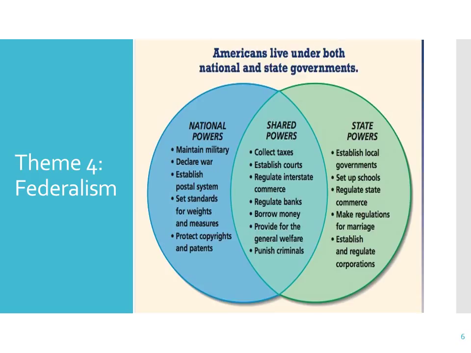Where I think it gets interesting is when national government and state government both share certain powers. So, for example, both the national government and the state government collect taxes and establish courts. They both have rules about the regulation of interstate commerce and banks. They can both borrow money. They both can have programs to provide for the general welfare, which means to provide services for people or help them to pursue happiness and health. And both the national and the state governments are able to punish criminals.